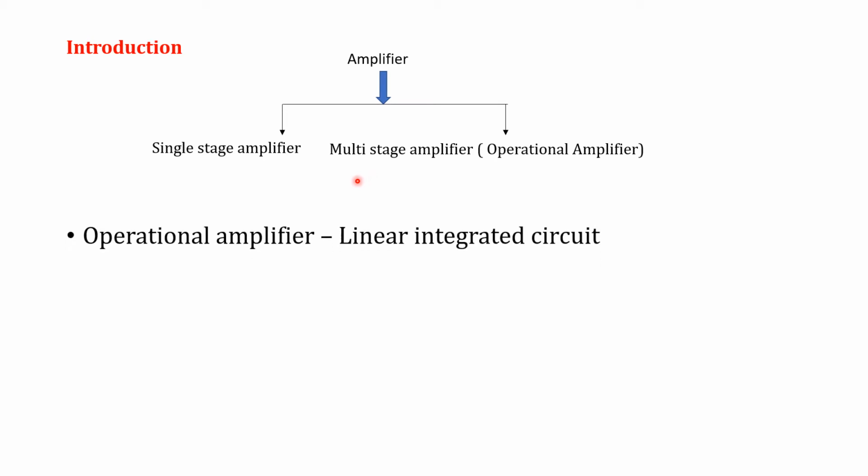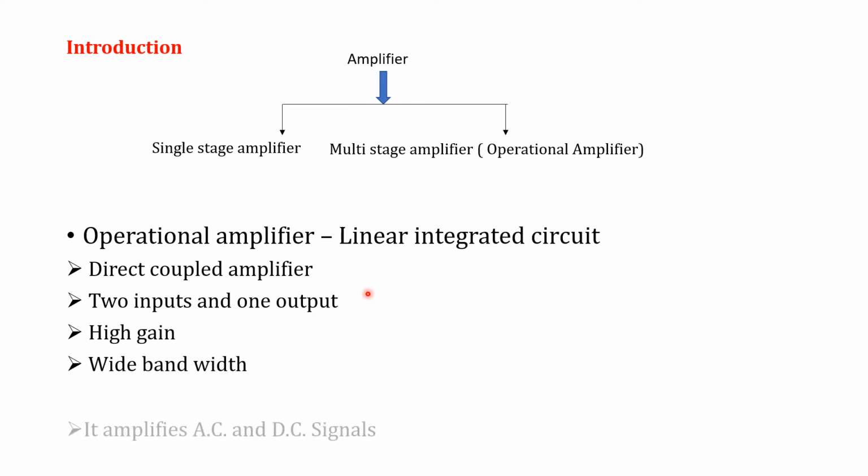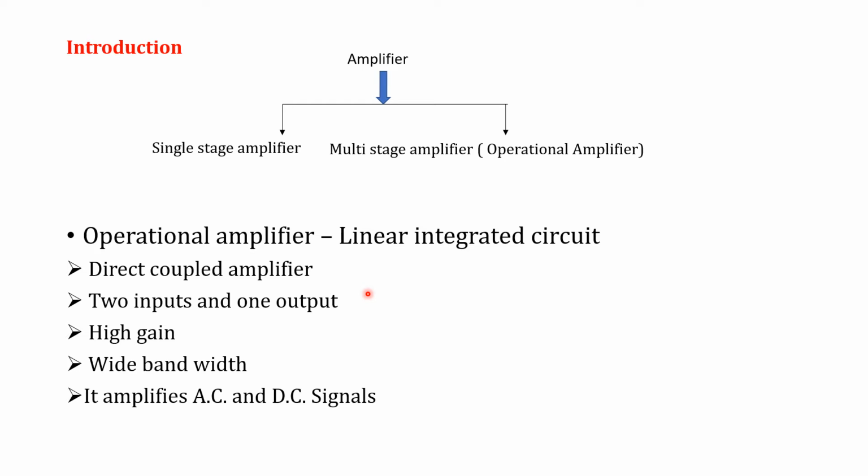Such a multi-stage amplifier known as operational amplifier or linear integrated circuit has different advantages, like it is a direct coupled amplifier. It has two inputs and one output, high gain, wide bandwidth, and it amplifies AC and DC signals.